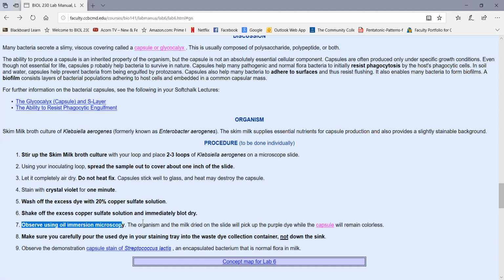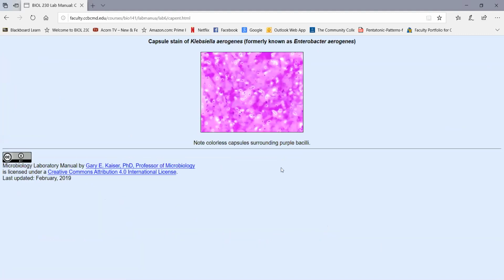And both the organism and the dried milk on the slide pick up the purple crystal violet, whereas the capsule will remain colorless, as we showed you in the illustration here, where we see the clear colorless capsule surrounding the purple stained bacillus.